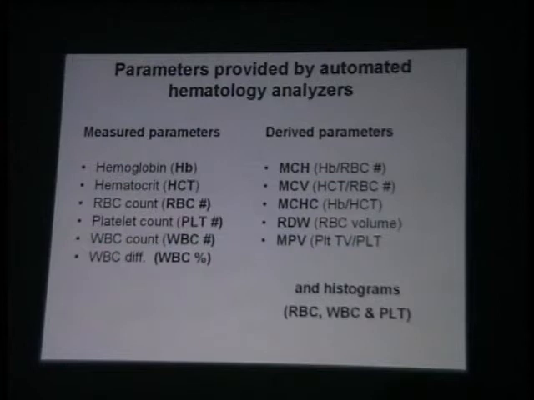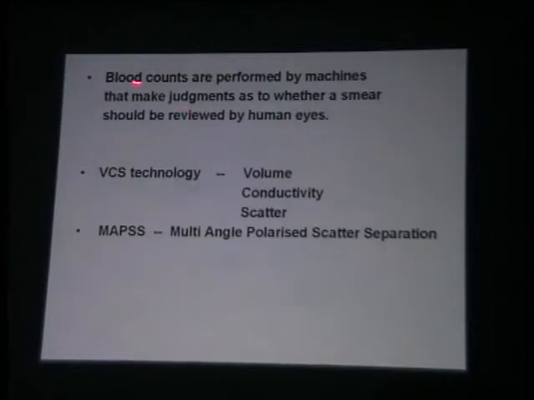Now what are histograms? Blood counts which are performed by machines can have VCS technology, what is called volume, conductivity and scatter, what I have shown you just now, or it may be multi-angle polarized scatter separation. Certain high-end machines use that.